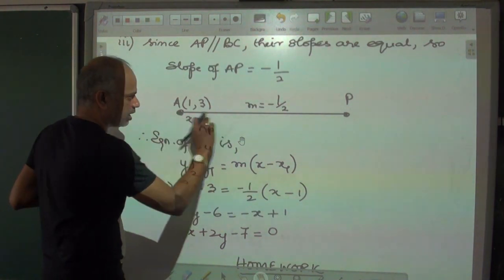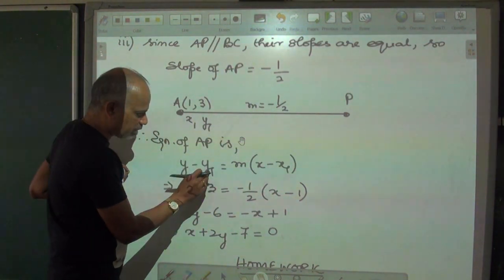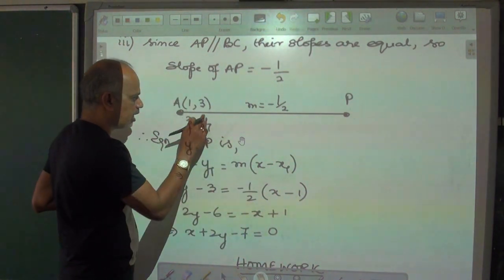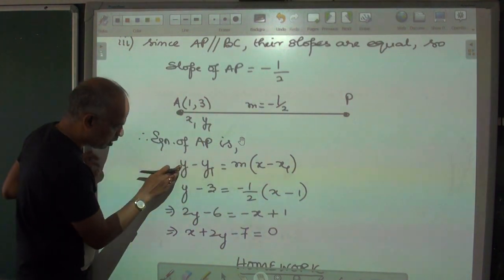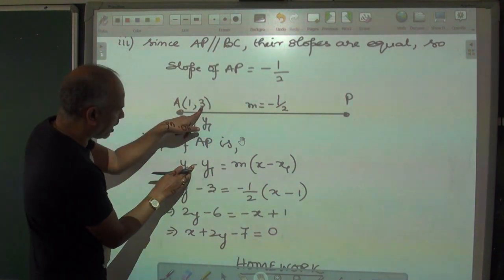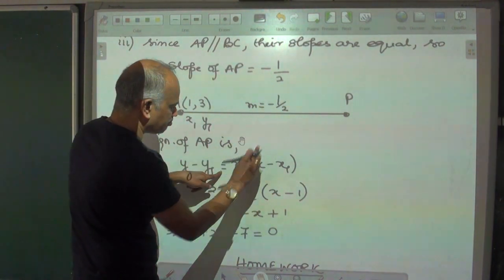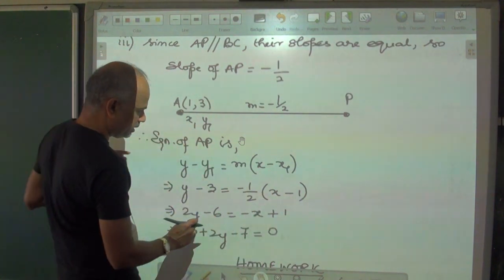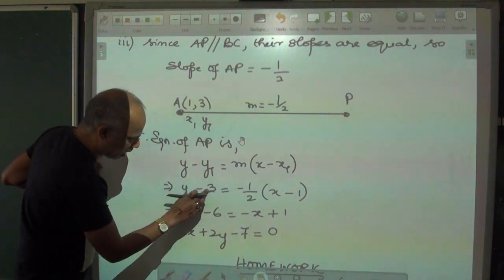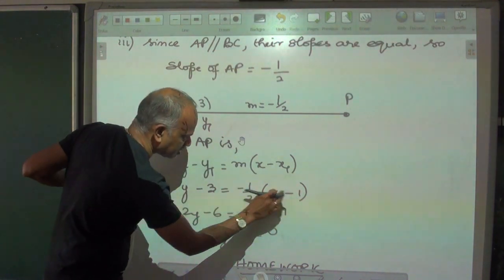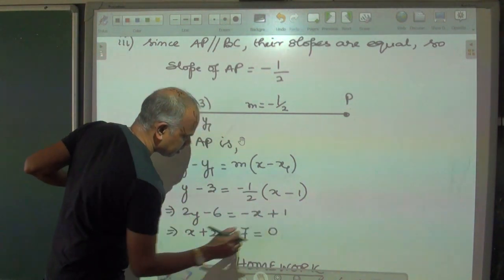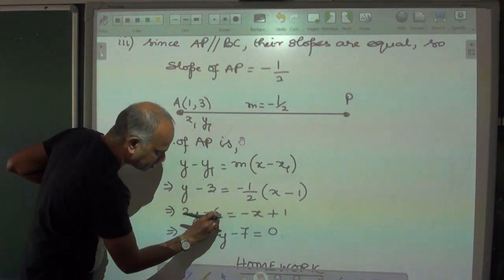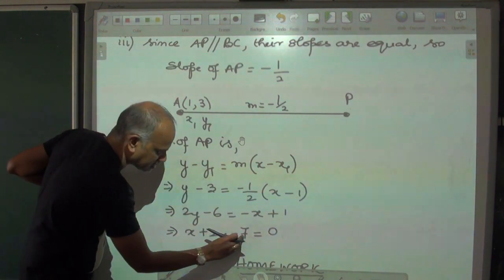So equation of AP is y minus y1 is equal to m times x minus x1. So I have taken this point as x1 and y1. Substitute now, y minus y1 minus 3 is equal to m is minus 1 by 2 times x remains the same, minus 1. Multiply the 2 here, 2y minus 6 is equal to, multiply the minus 1 inside, minus x plus 1. Rearrange now, minus x comes this side, x plus 2y minus 6 minus 1 is minus 7 equals 0.